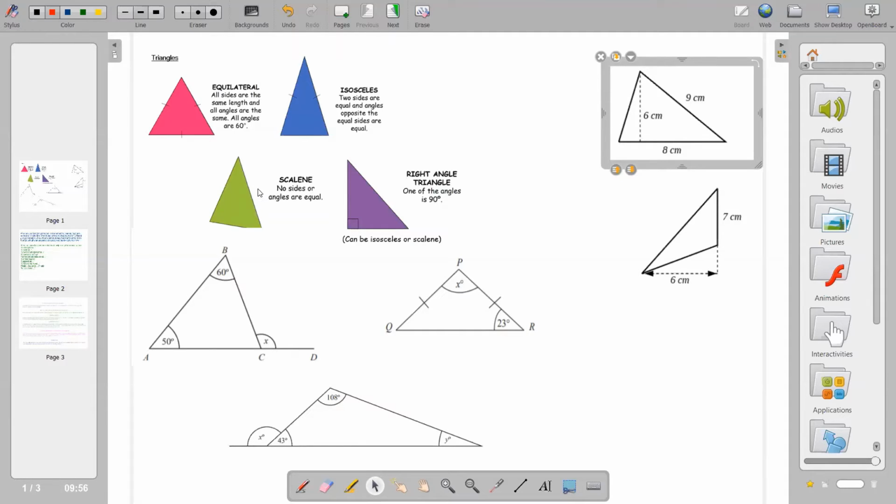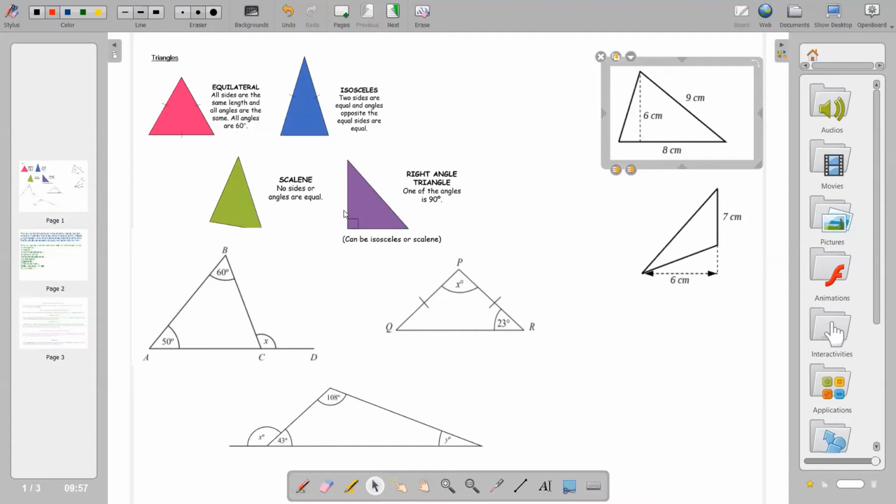Now with the scalene triangle, no sides or angles are equal. And the final type of triangle is a right angle triangle. That has a right angle in it, so a 90-degree angle. And a right angle triangle can be isosceles, so it can have two equal sides, or it can be scalene, so it can be either. You may be asked fact questions on triangles, and obviously if you know your facts, that really helps there. Remember, a triangle has an interior angle sum of 180 degrees. And remember to know your angle classifications as well.